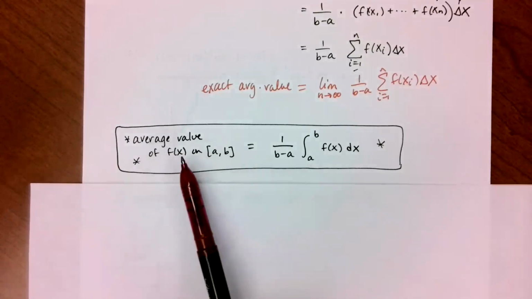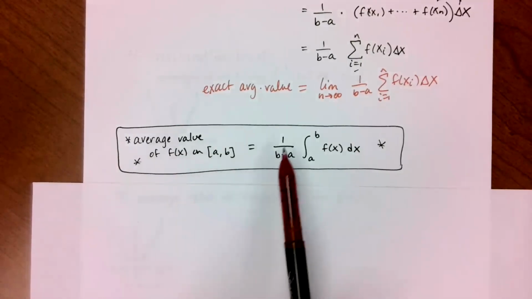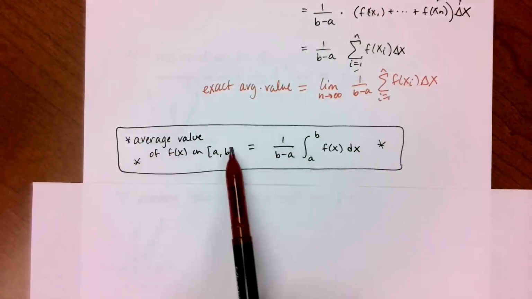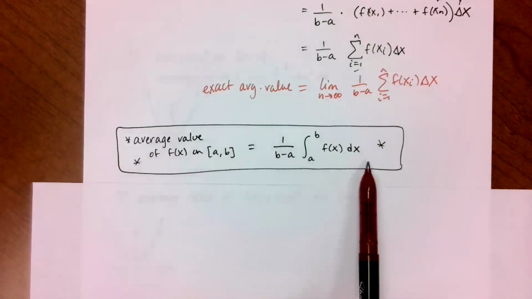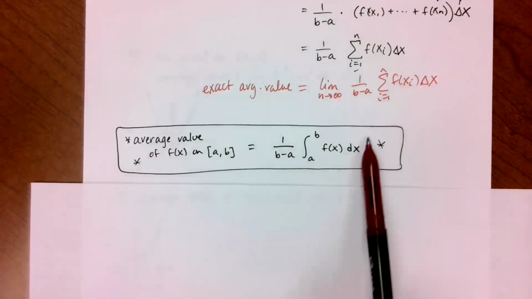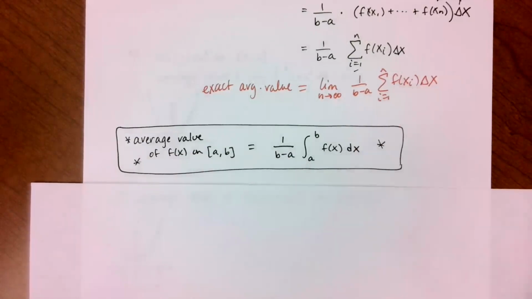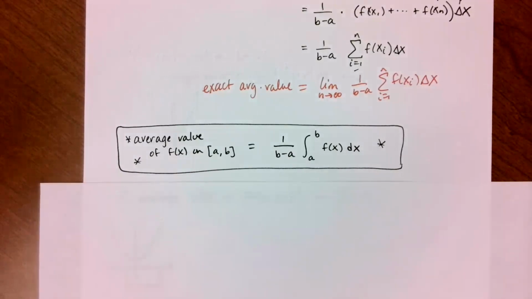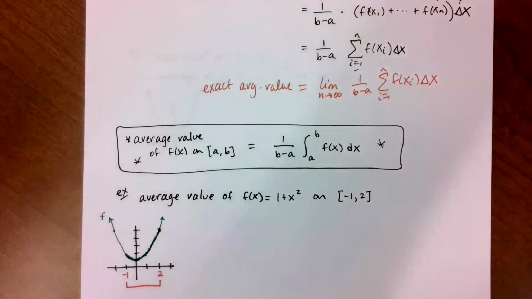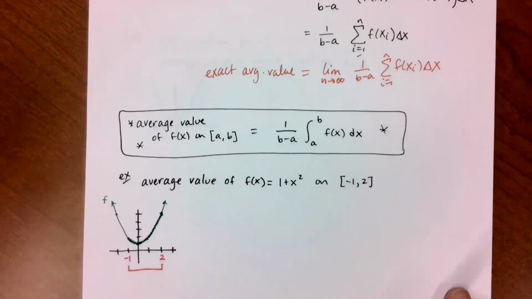So this brings us to our formula for the average value of a function on an interval. When we're asked to compute the average value of a function, we're going to do 1 over b minus a, where a and b are the interval, and then just the definite integral of the function, because that's what all that limit of sigma turns into. Exploring where this formula came from is kind of a trip, but using it is really straightforward and nice.